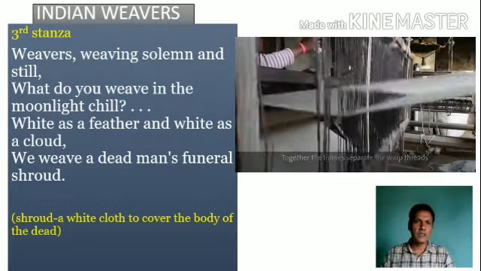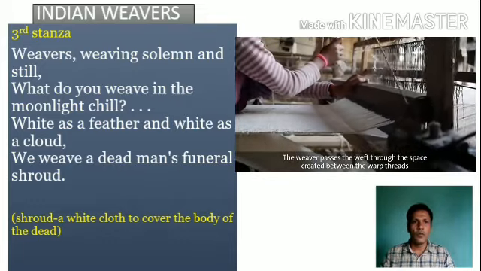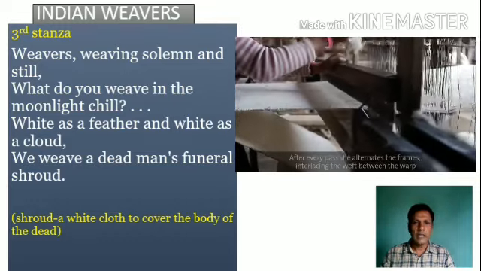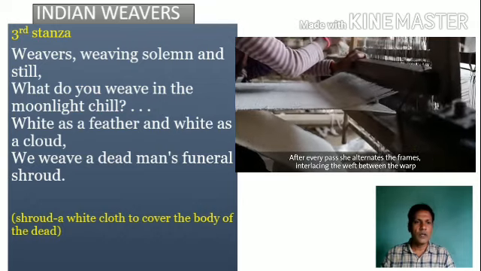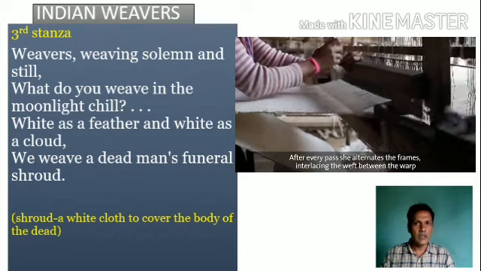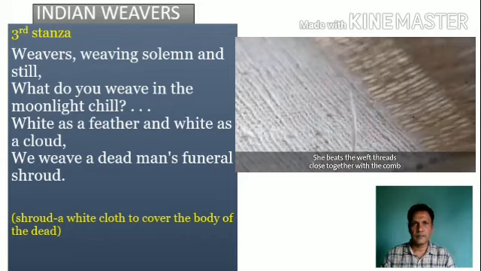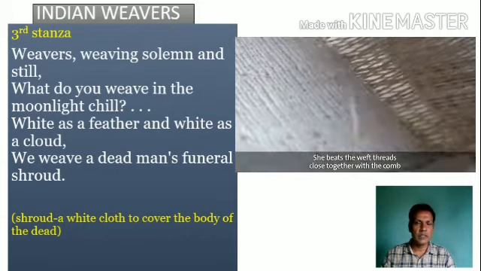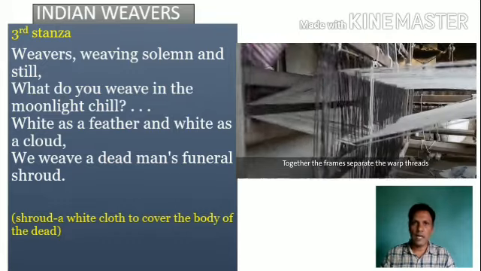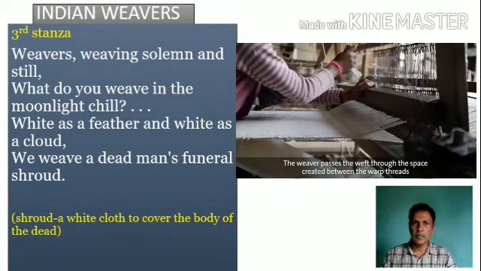Now let's go to the third stanza. Weavers weaving solemn and still, what do you weave in the moonlight chill? White as a feather and white as a cloud, we weave a dead man's funeral shroud. In the third stanza, the time mentioned is moonlight chill. Moonlight chill means the night time, the dead of the night, the dark night, or the late night. In simple words, it is the night time.